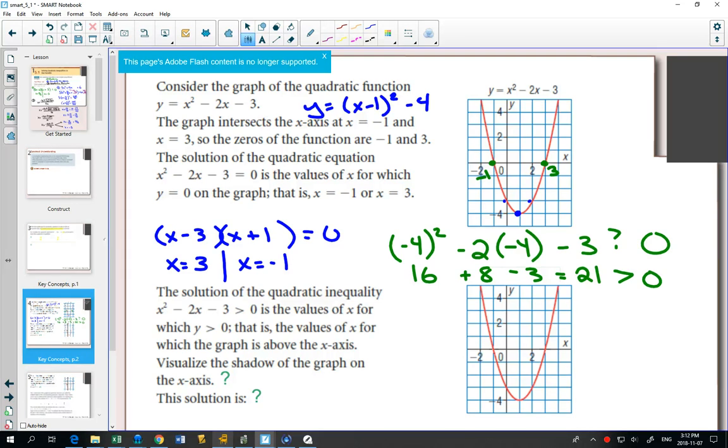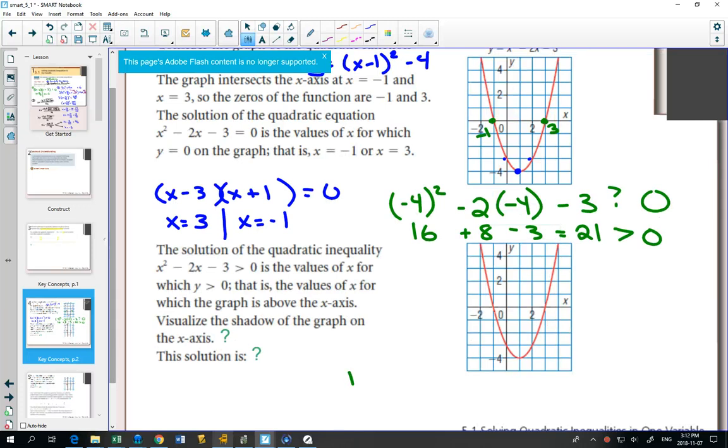The question is, is negative 4 the only number that works? Does negative 2 work? Yes, negative 2 works as well. Are there any numbers that don't work? 1? So let's see what happens when we plug in 1. If I plug in 1, I would get 1 squared minus 2 times 1 minus 3. Is that bigger than 0? Well, this would be 1 minus 2, negative 1, minus another 3. That would be negative 4. Is that bigger than 0? No. So 1 doesn't work.